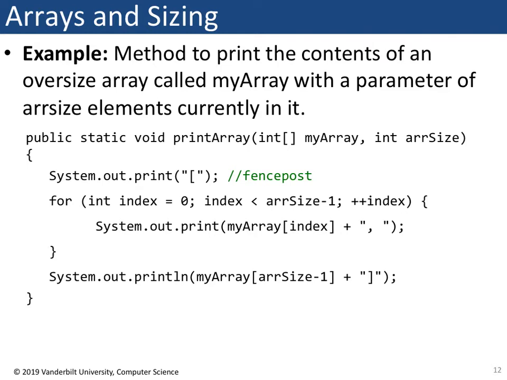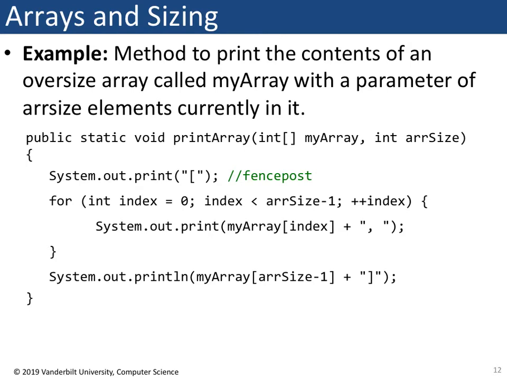This is the exact same logic we've used for perfectly sized arrays. Just in that situation, we would use myArray.length. Here, myArray is oversized. So we have this separate parameter called array size, which is representing the actual number of items in the array. So we will continue to print out elements of the array until index is no longer less than array size minus 1. And we increment by 1 each loop. And inside this loop, we're just printing out the element followed by a comma.